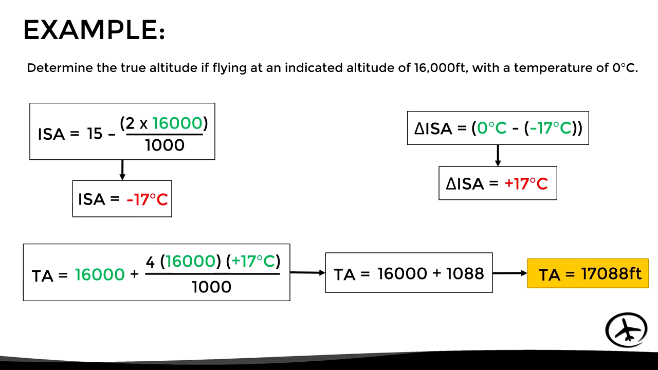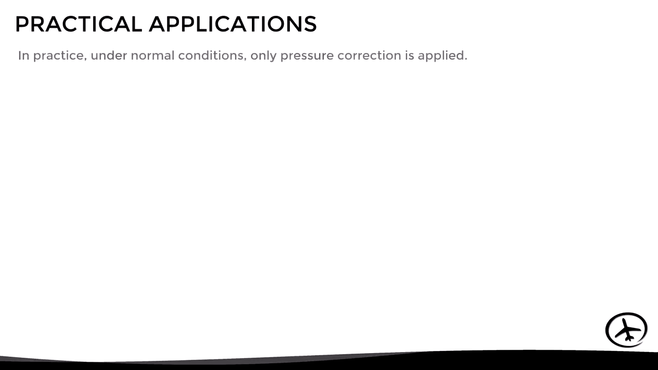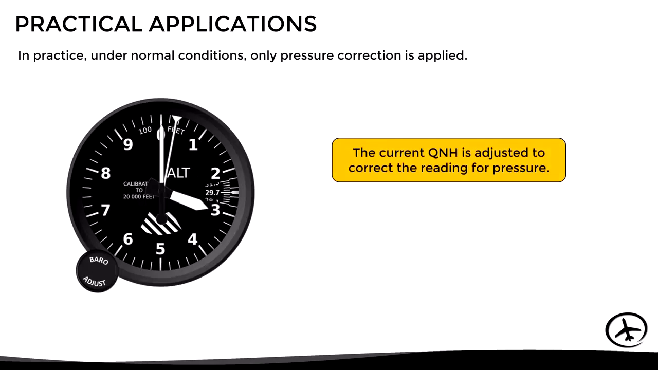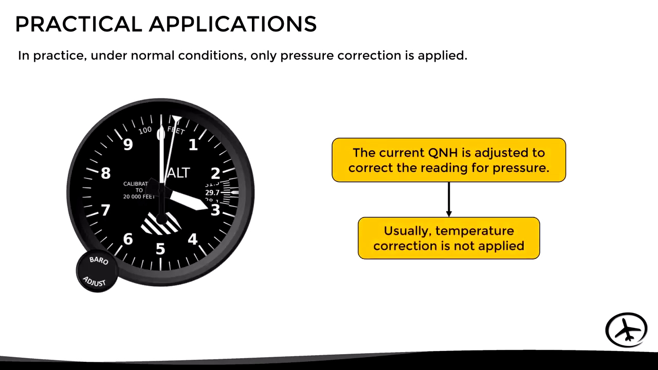Now, having seen the theory regarding these types of altitude, let's see their practical applications. Under normal conditions, only pressure correction is applied. This means that the only thing that is done is adjust the QNH on the altimeter. Therefore, temperature correction is not usually applied. So the altitude used in most operations is the indicated altitude rather than the true altitude.